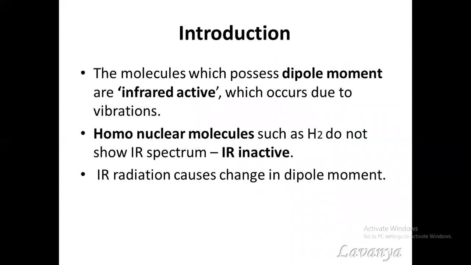The basic criterion for a molecule to exhibit the IR spectrum is the permanent dipole moment. It means the molecule should be polar, it should have charge separation, and then there will be a dipole moment, and that dipole moment changes when the molecule is irradiated with IR and it exhibits the IR spectrum. Whereas homonuclear molecules such as hydrogen will not give an IR spectrum as they don't have a permanent dipole moment, and hence such compounds are considered IR inactive.